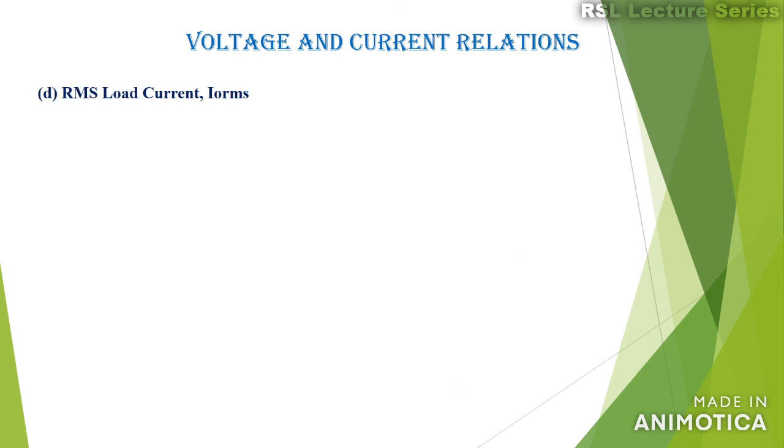So next we'll see the RMS load current. The RMS load current is given by V0 RMS divided by R, where R is the load resistance.